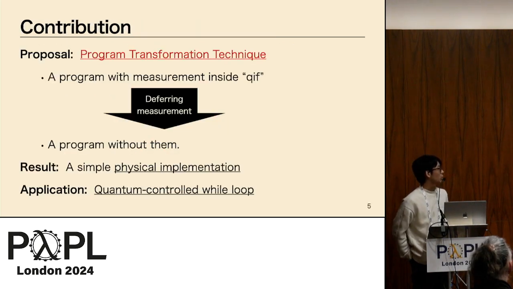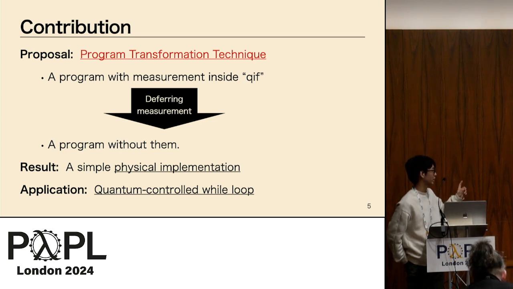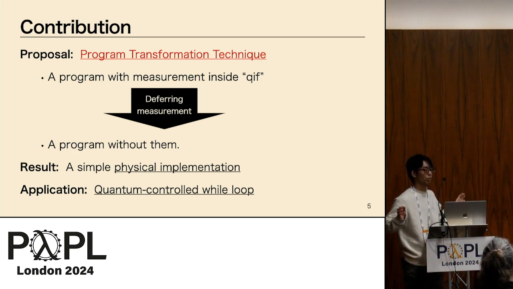Right. So what we're going to propose in this talk is a program transformation technique. In this program transformation, given a program which has measurement inside quantum myth, we're going to transform it to a program without such kind of measurement. And the key idea we're going to use in this transformation is to defer the measurement from the inside of quantum myth to the outside. And as a result, we're going to explain that this semantics tells us that we can have an obvious physical implementation as a quantum circuit. And we want to explain that as an application, we can use this technique to give a semantics for a program which is something like a quantum control while loop.